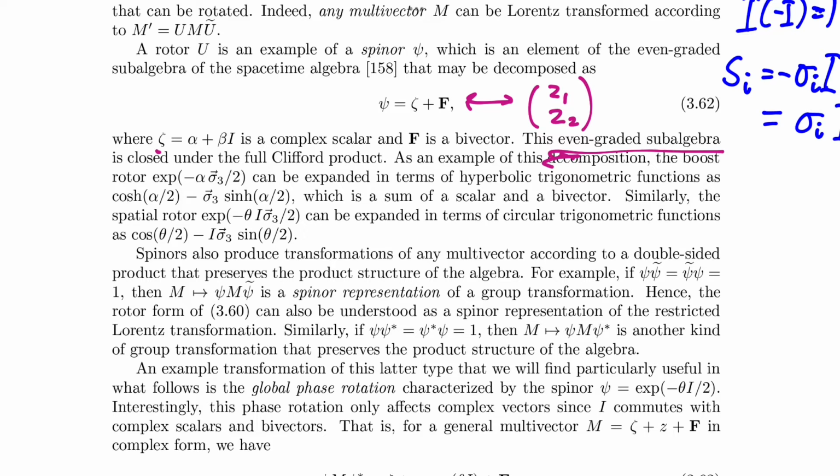This even-graded subalgebra is closed under the full Clifford product, meaning you take the geometric product of any two even-graded elements of the algebra, even-graded multivectors, or multivectors which do not have vectors or trivectors, where I could write trivectors as a vector times the pseudovector. So if you do take any geometric product of multivectors that only have even-grade components, you'll always end up with another multivector with just even-graded components.